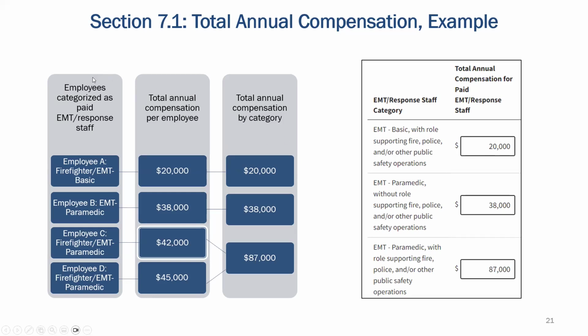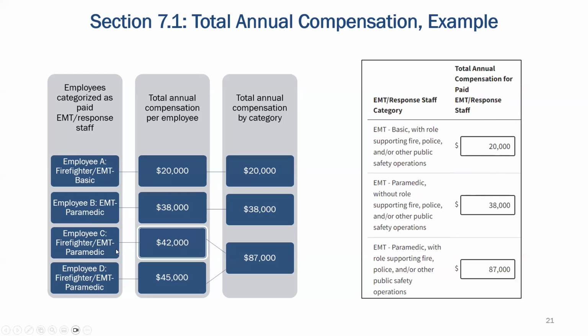This is a quick example of Section 7.1 for total annual compensation. Let's say you have 4 staff that you categorize as EMT or response staff that are paid. You've got 1 firefighter EMT basic, total compensation added up over salary, wages, plus benefits is $20,000. And because there's only 1 person in that category, the amount that you put in this top opening for a response on the right-hand side of the screen is $20,000. So you also had 1 EMT paramedic making $38,000 total compensation. Again, you'd report $38,000.